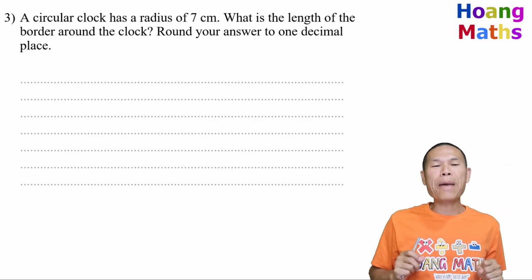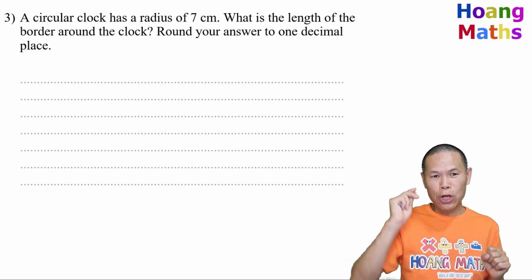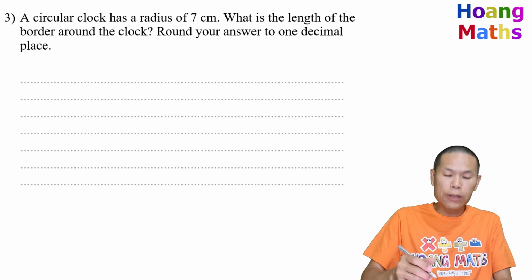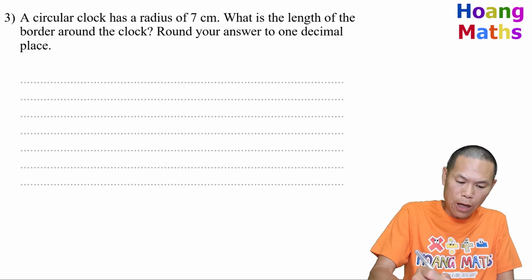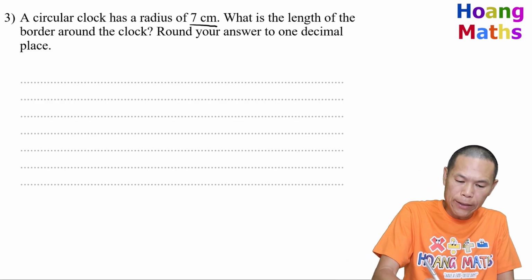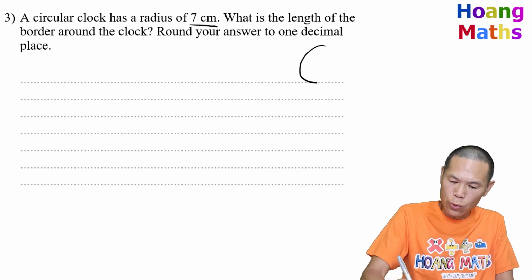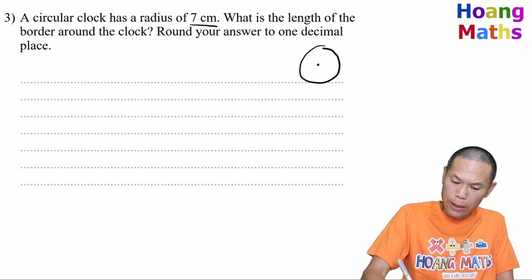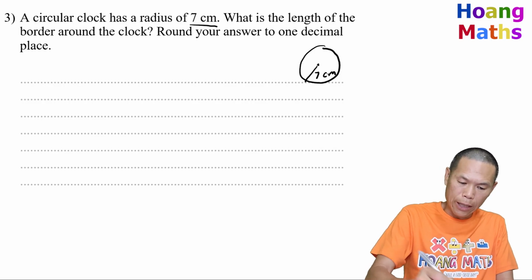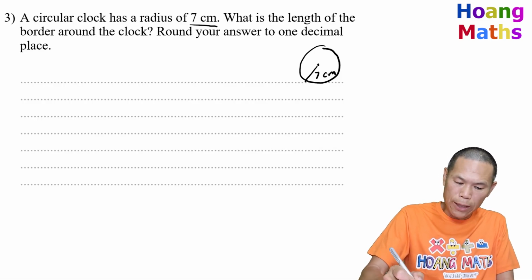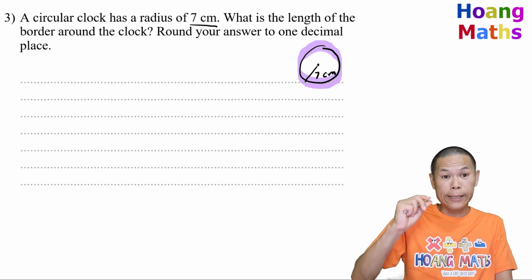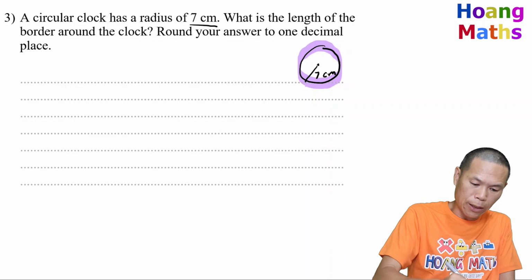Hi there, I'm back. How did you go? Let me go through it with you. First of all, we know that the radius of the clock is 7 centimeters. So I can draw it out here. This is 7 centimeters. And the question is, we need to find the length of the border around this clock here. So that is the circumference of a circle.